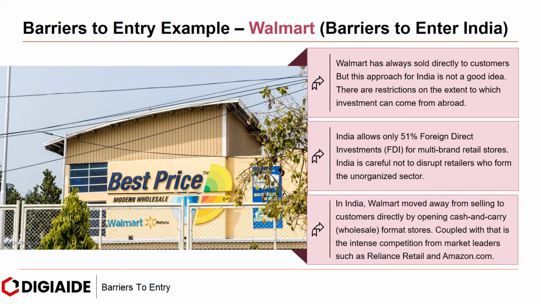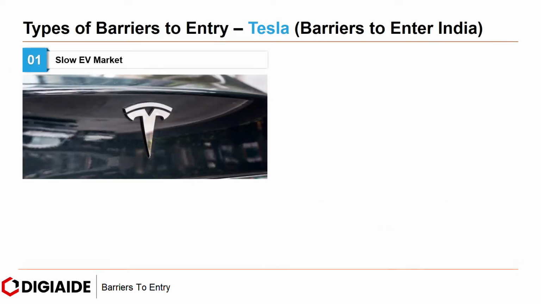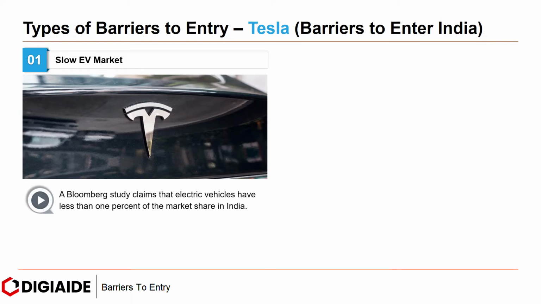In India, Walmart moved away from selling to customers directly by opening cash and carry wholesale format stores, known as Best Price. Coupled with that is the intense competition from market leaders such as Reliance Retail and Amazon.com. And the final example, Tesla's barrier to enter India. First reason, slow electric vehicle market. A Bloomberg study claims that electric vehicles have less than 1% of market share in India.